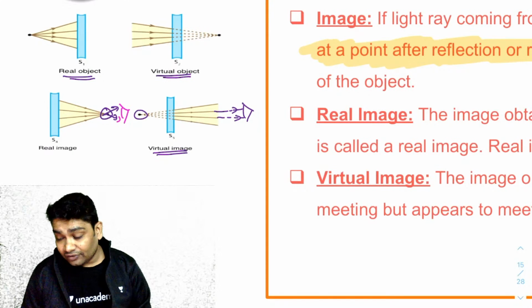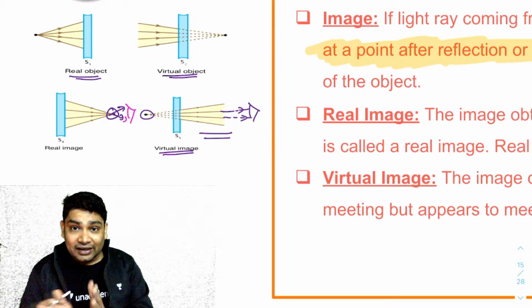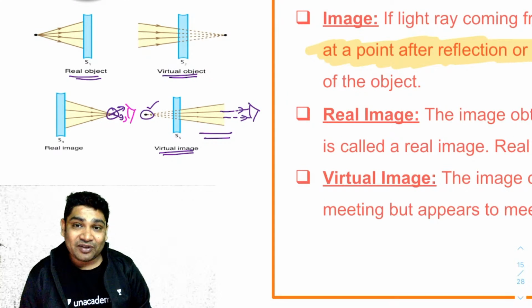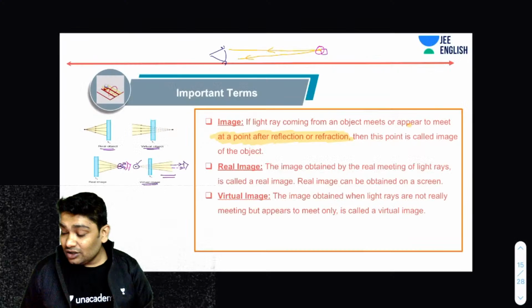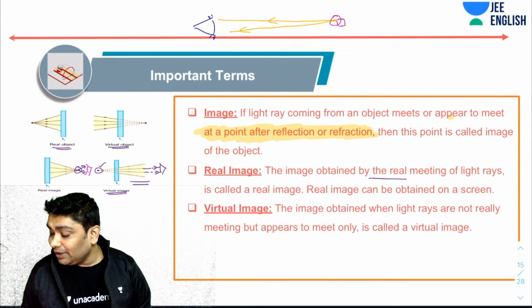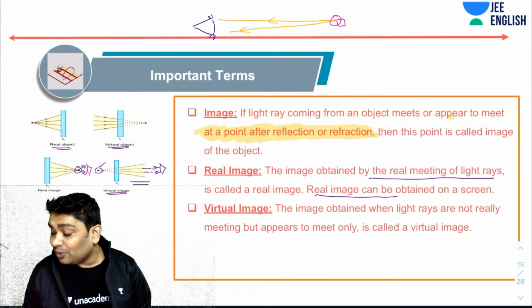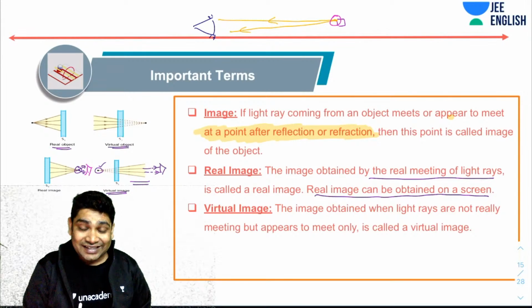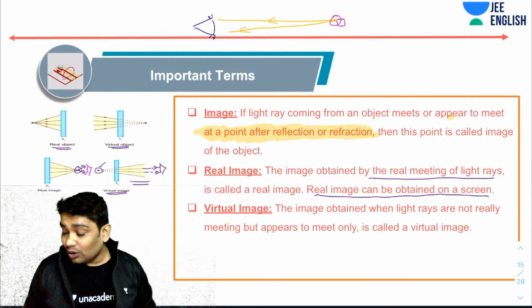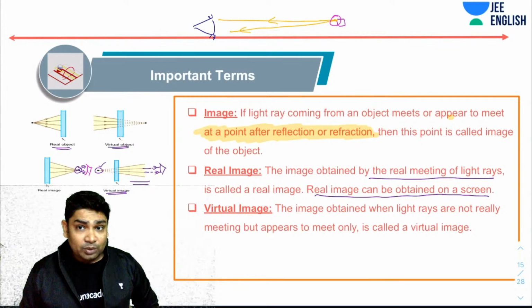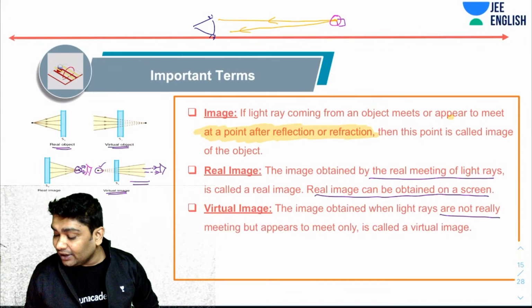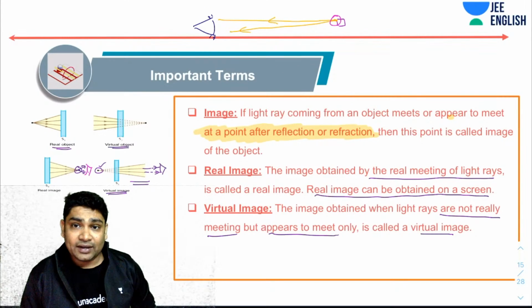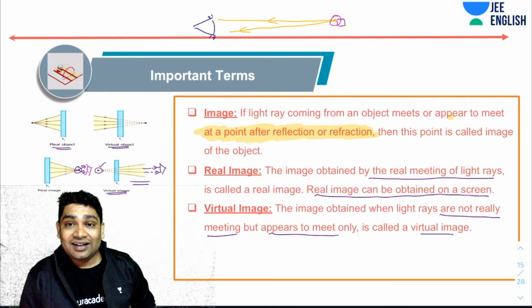Okay. Now, if, however, you see an image from diverging rays which actually are not diverging, but they appear to be diverging from a point, then this kind of image is called a virtual image. Okay. So again, real images are obtained by real meeting light rays, and real images can be obtained on screens. So if you place a photographic plate, if you place a normal screen, you will actually see that image appear there. However, if the light rays only appear to meet but do not really meet, then the image formed is called virtual. Such an image can never be obtained on a screen. So that's the difference between a real image and a virtual image.